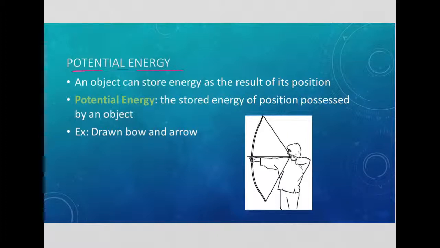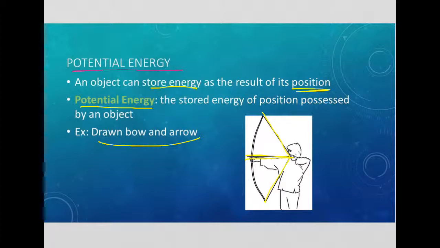And so what you need to know about potential energy is that an object can actually store energy as the result of its position, so like where it's located. Potential energy is going to be the stored energy of position that's possessed by an object. So for example, a drawn bow and arrow has potential energy. You can see based on its position, where the string is pulled back and the arrow is with it, it has the potential to then have other forms of energy.